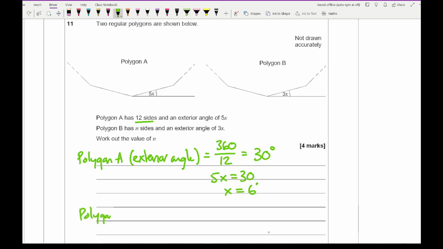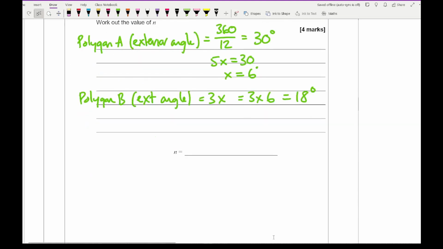So polygon B, the exterior angle is equal to 3x, which equals 3 times 6, which is 18 degrees. So then to work out the number of sides on polygon B, it's going to be 360 divided by 18, which gives me an answer of 20 sides. So the answer then for n is 20.